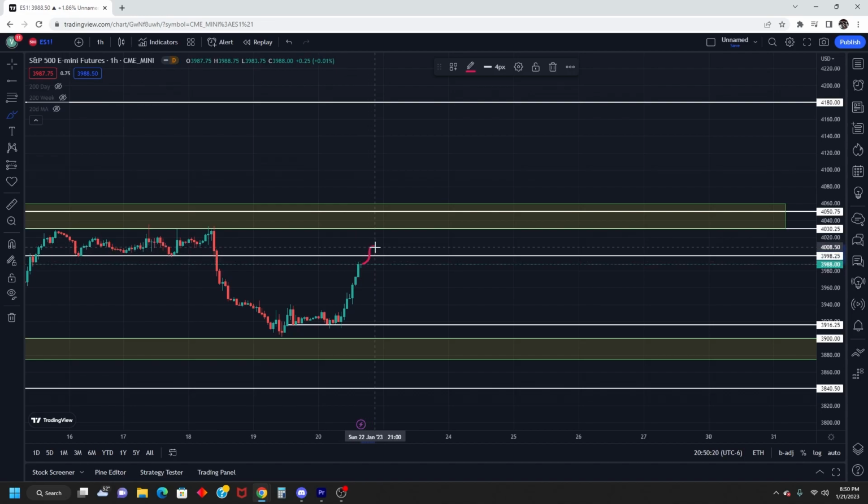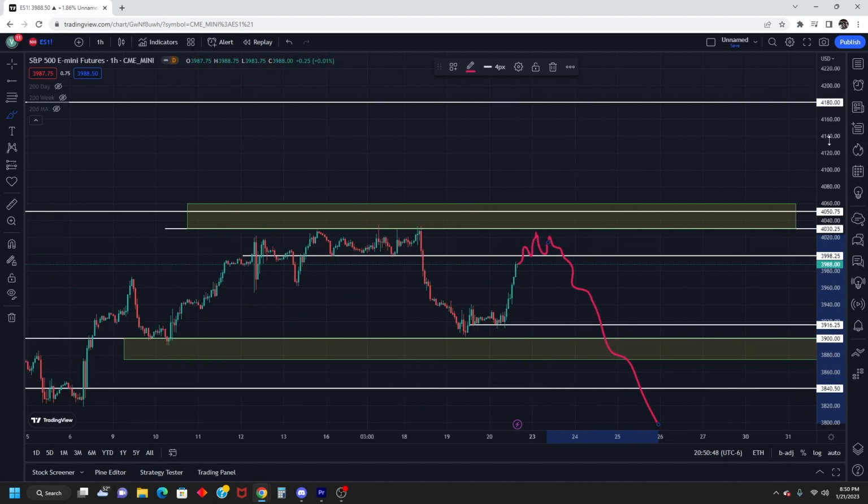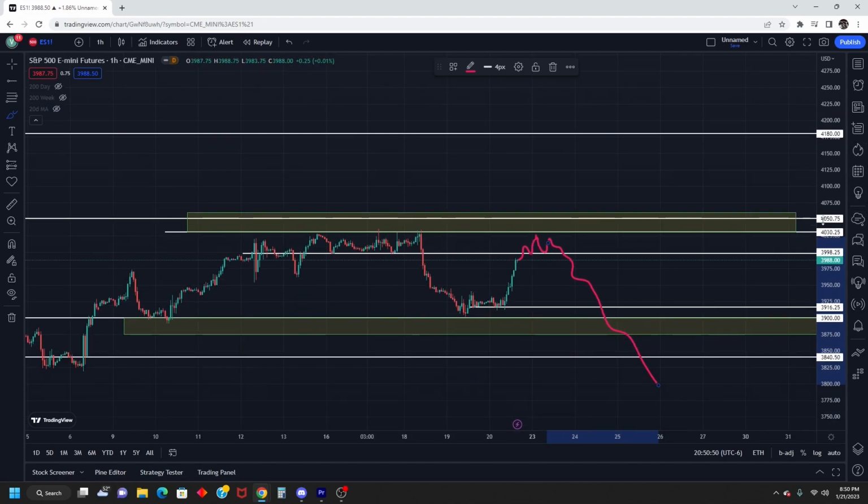Come up. Rejection. Try to gain this excess liquidity over that high. Even further. And then I want to see it try to come up and try to grab this liquidity at the high again, but not get higher. Come down and then fade down to the lows. So that's what I'm looking for this coming week.